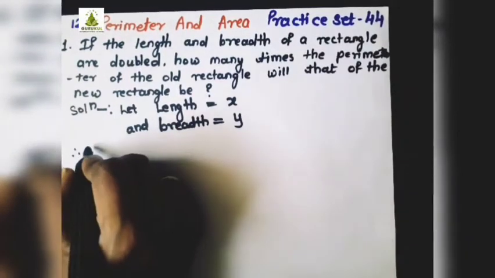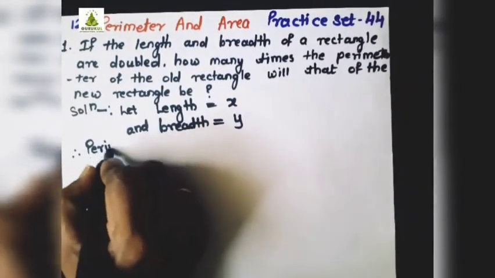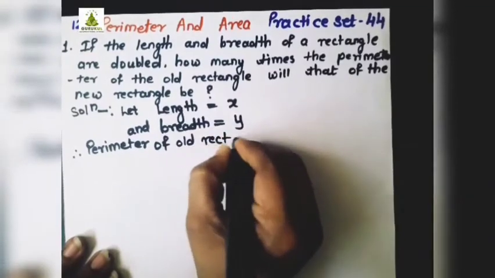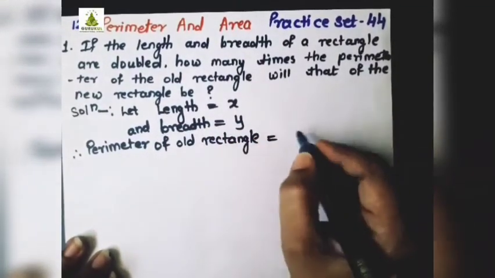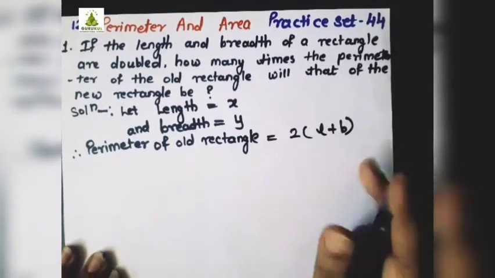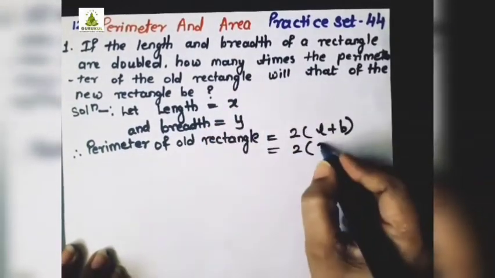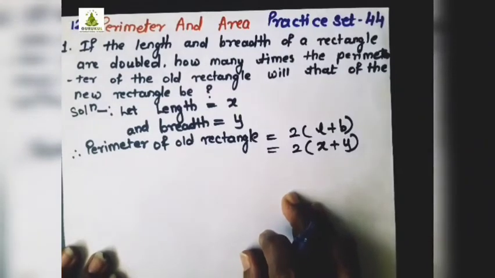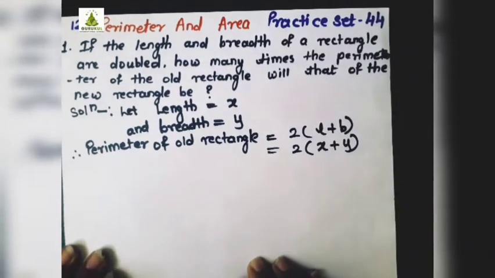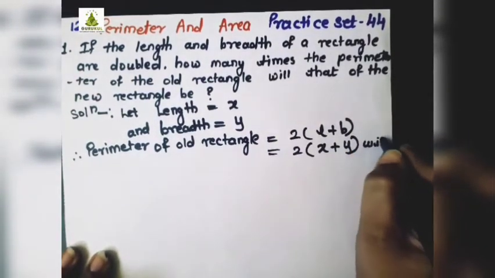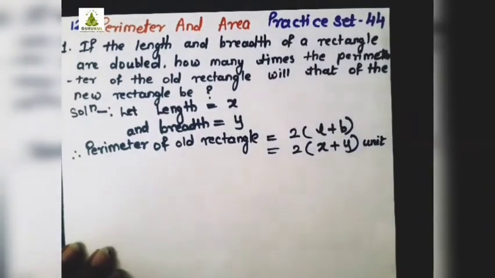So we will write down, therefore, perimeter of the old rectangle is equal to, the formula, 2 into length plus breadth. What is L? x. What is B? y. So perimeter is 2 into bracket x plus y. They haven't given us a unit, so no need to mention the unit. We can just write it as 2 into x plus y.